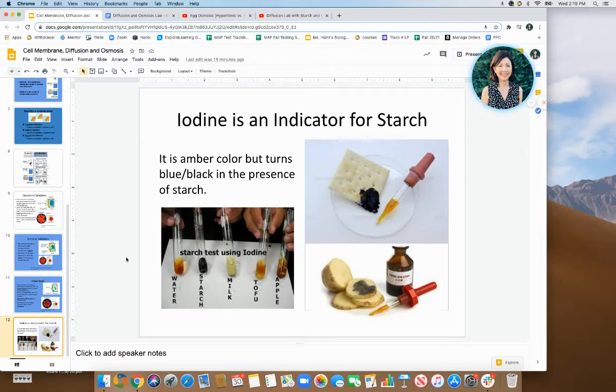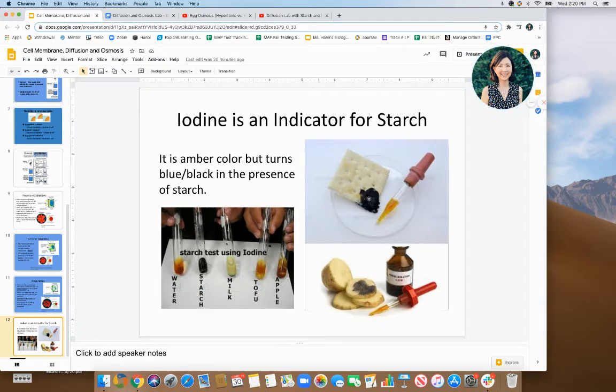Here is one of the solutions you're going to use for the diffusion part: iodine. Iodine normally is this color. It's called amber or rust color. If you drop it on your skin, it just stays this color. Sometimes you see it in hospitals where they clean the skin, antiseptic, things like that. But if you drop it on something that has starch, it turns blue-black.